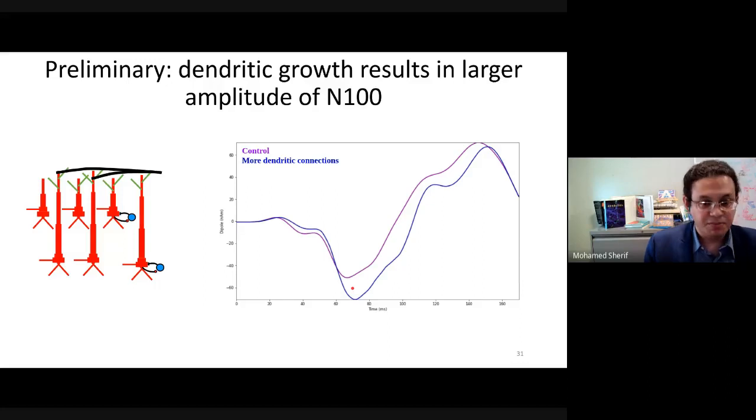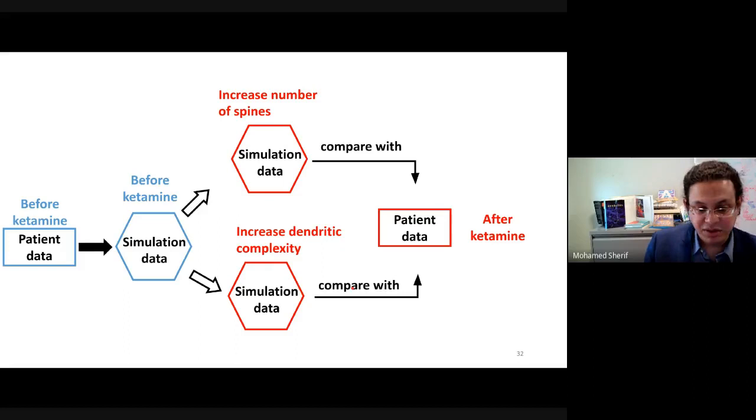To wrap this project up, what we were planning to do, as a summary, is get the patient data before the treatment, do a simulation that corresponds to this data, and then have a model that represents the increased number of spines, and a model that has increased dendritic complexity, and then compare this to what we'll see in patients' data after the treatment.